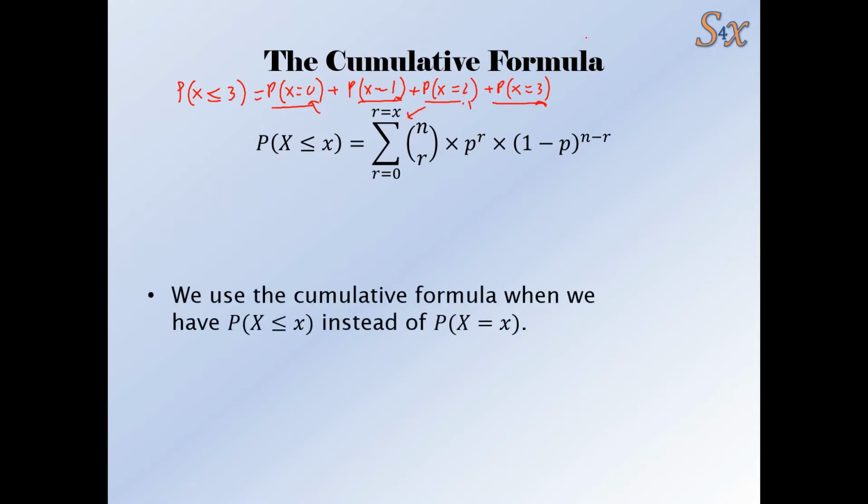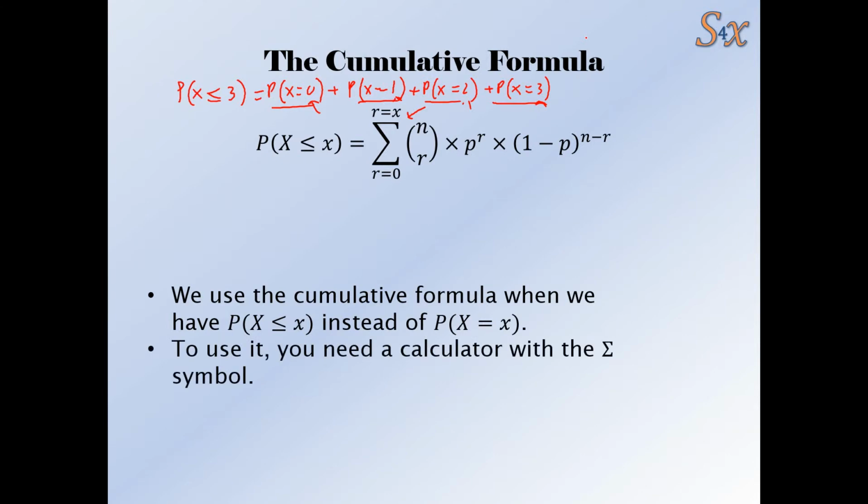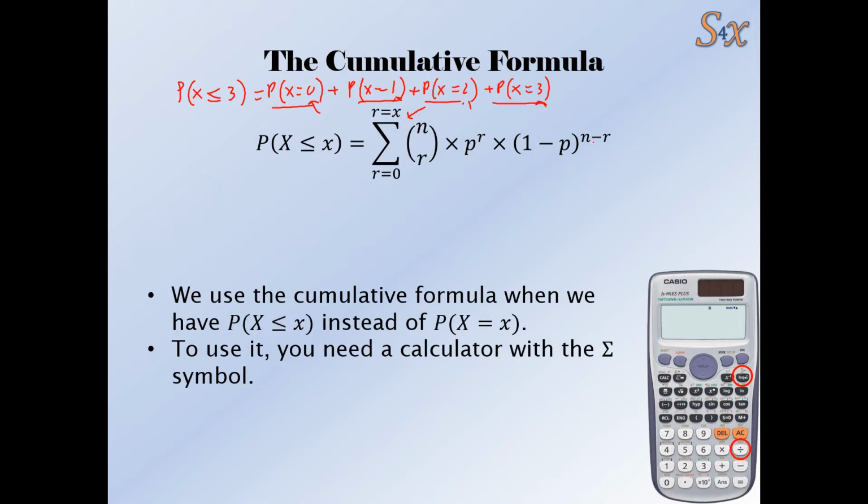We use that formula when we have the probability x is less than or equal to x instead of just equal to x. You need a calculator with that summation symbol to be able to do it, okay? If you haven't got one that does this, I'm afraid it's going to be quite difficult to do these questions. There are some other ways to answer binomial, but there's a table we can use in the formula book, but it only works for certain values, so you really need to be able to do this. So I would think about investing in another calculator potentially, or get a dedicated statistics calculator. It'll be well worth it.